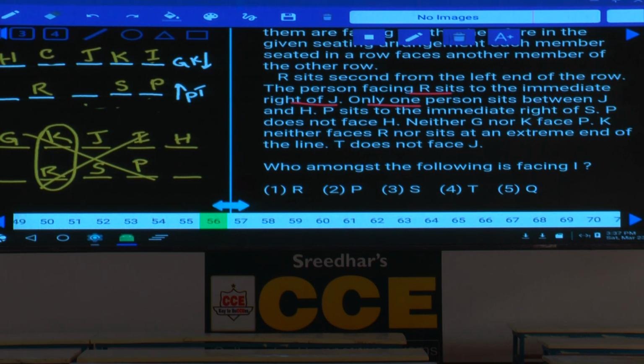G is the person left over, G is here. Then K neither faces R nor sits, and T does not face J. T will be here, and the person who is left over is Q, who must be here. Done with this?